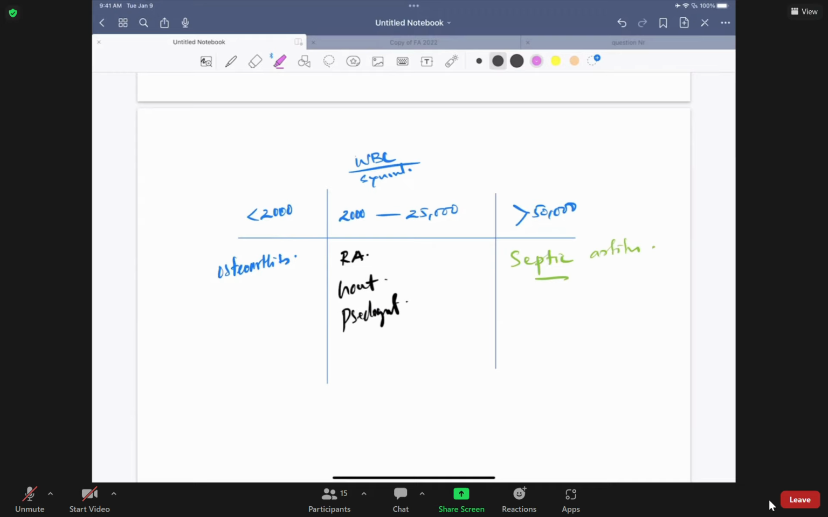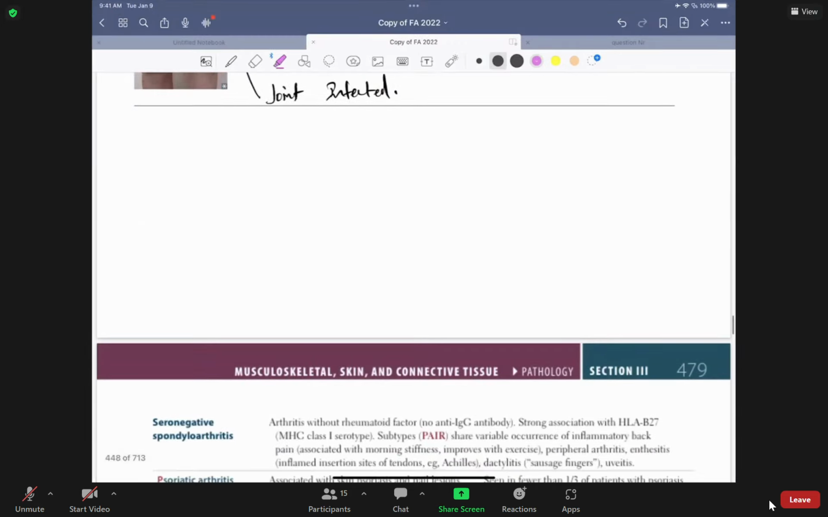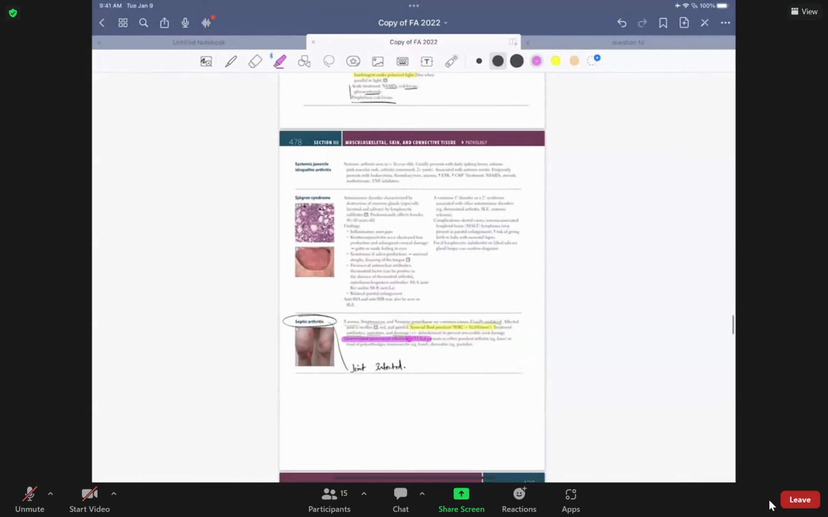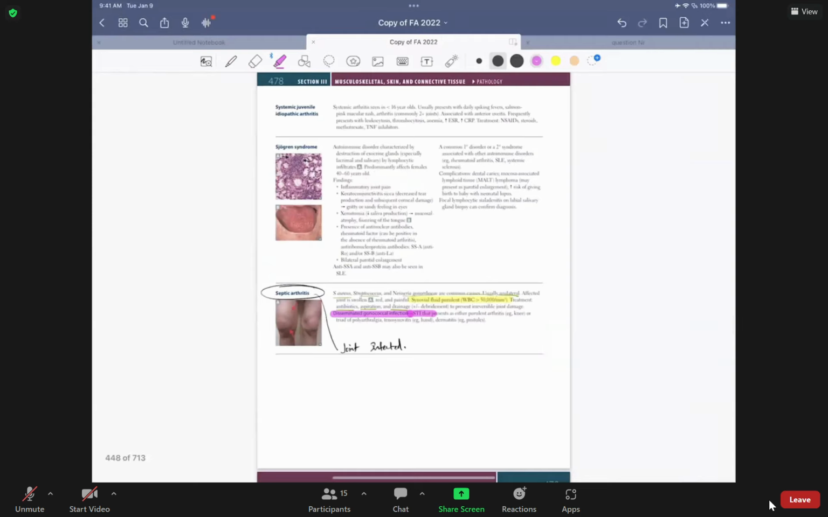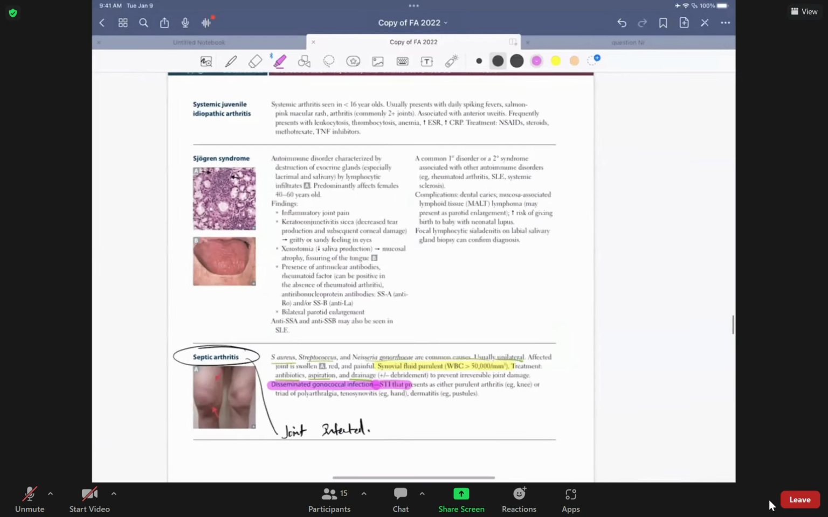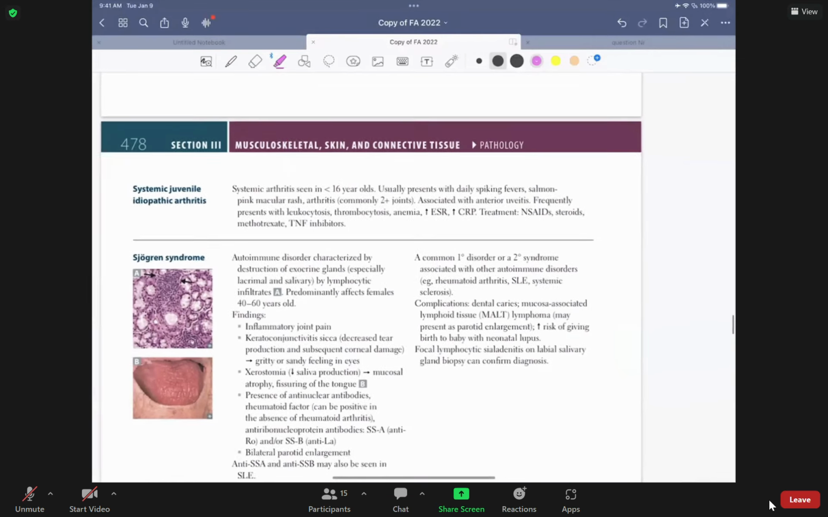Any questions so far? No. Okay. Now, so that's septic arthritis. Now let's see some other disease.